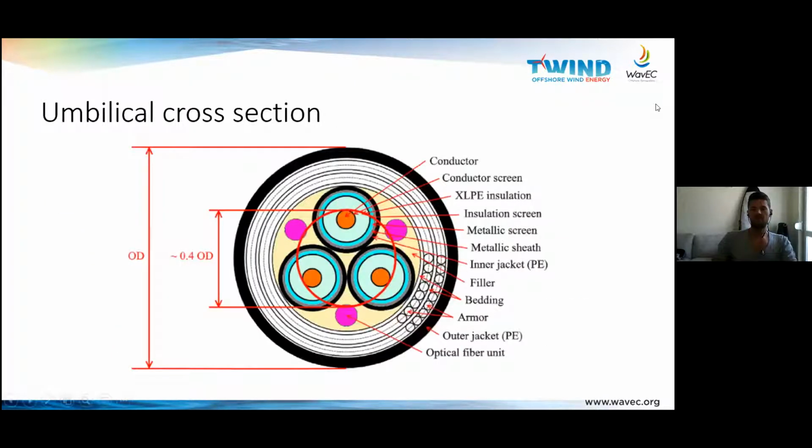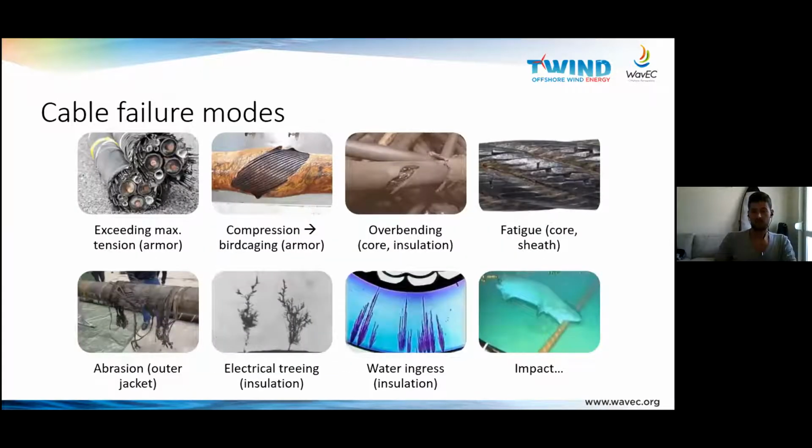Now let's have a look at the cross section of a dynamic cable. As we've seen before, this is looking quite complex. Besides the conductors that are formally the ones responsible for the transmission of the energy, there's a lot of other layers around them, like screens, insulations, fillings, and protection layers. And as so often with complex systems, there is a lot of things that can go wrong.